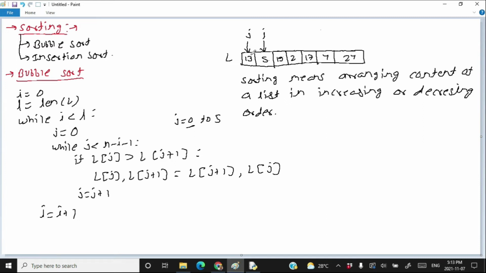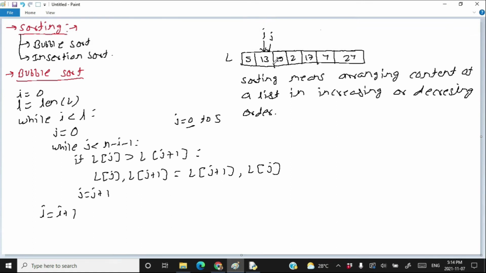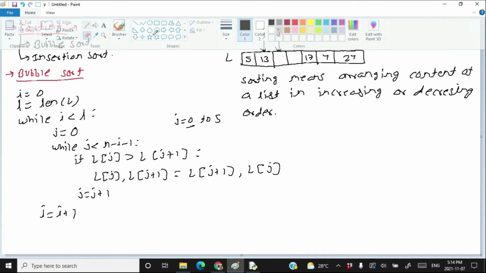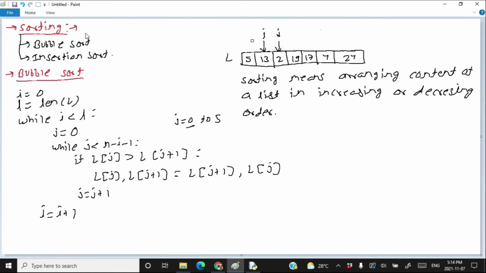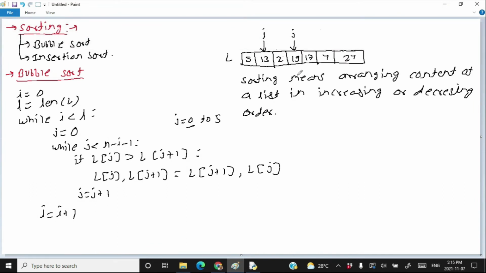Got it? So j will start from here and check if Lj is greater than Lj plus 1 or not. Yes, it is. So swap these two numbers, 5 and 13. Write j here. Then again compare if Lj is greater than Lj plus 1. No, not this time. So increase the value of j to the next element. Now again check. Yes, it is, so swap these values, 19 and 2, and increase the value of j to the next element.